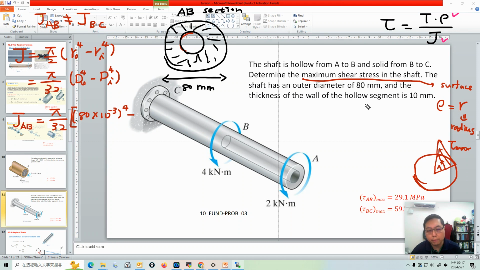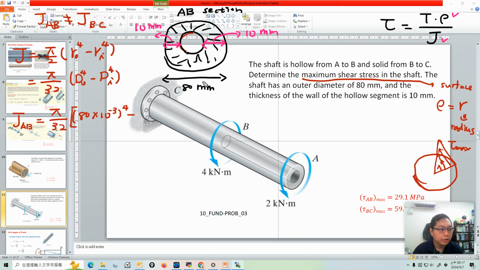Okay, so the problem says the wall of the hollow segment is 10 millimeter. He said this here is 10 millimeter, so it means 10 millimeter is here. This description is not that straightforward, so I draw this picture for you.